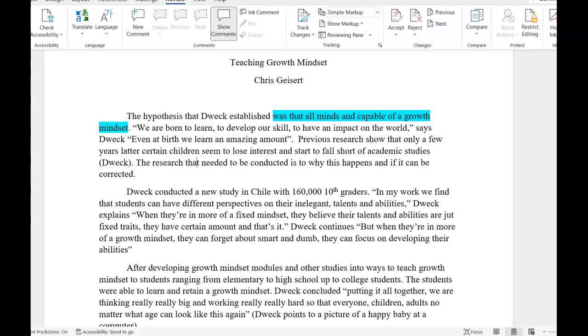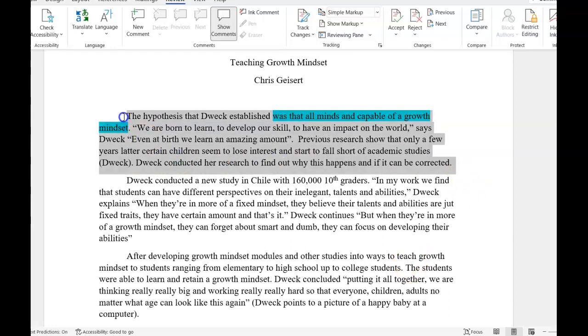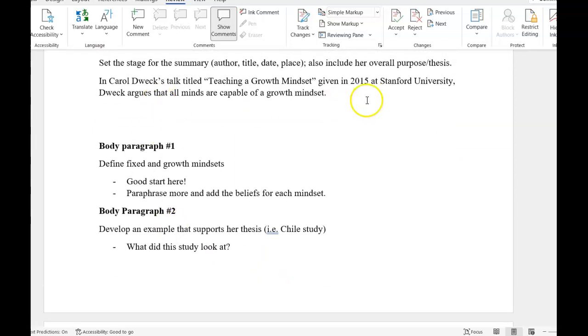But instead of this vague reference to the research that needed to be conducted, tie that to Dweck. So you might just say something like, Dweck conducted her research to find out why this happens and if it can be corrected. And that more accurately and concretely, I think, captures this. So all of this other information I think works well. Make sure to set your summary up using these formal elements in your introduction.